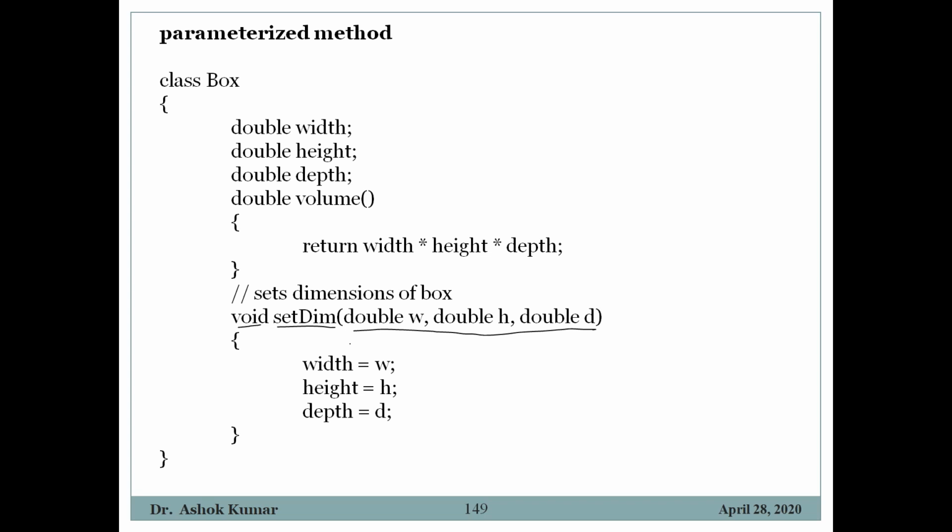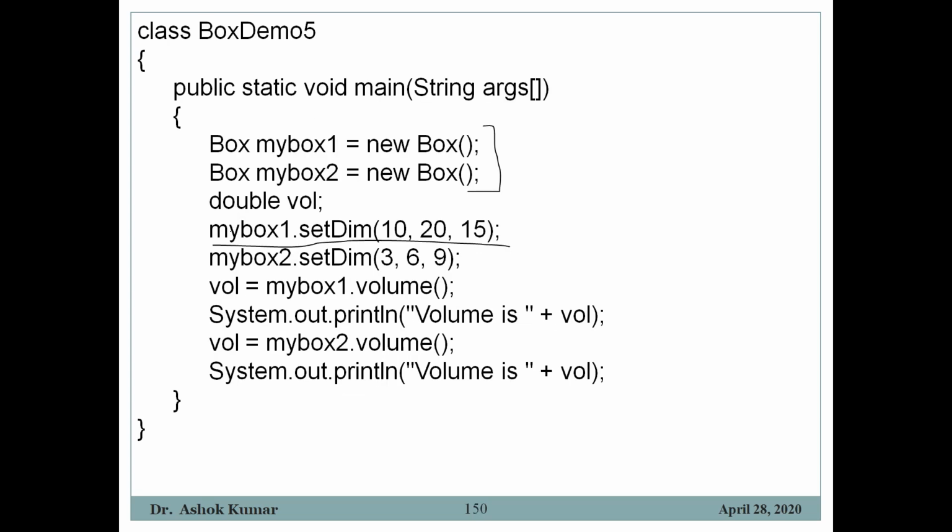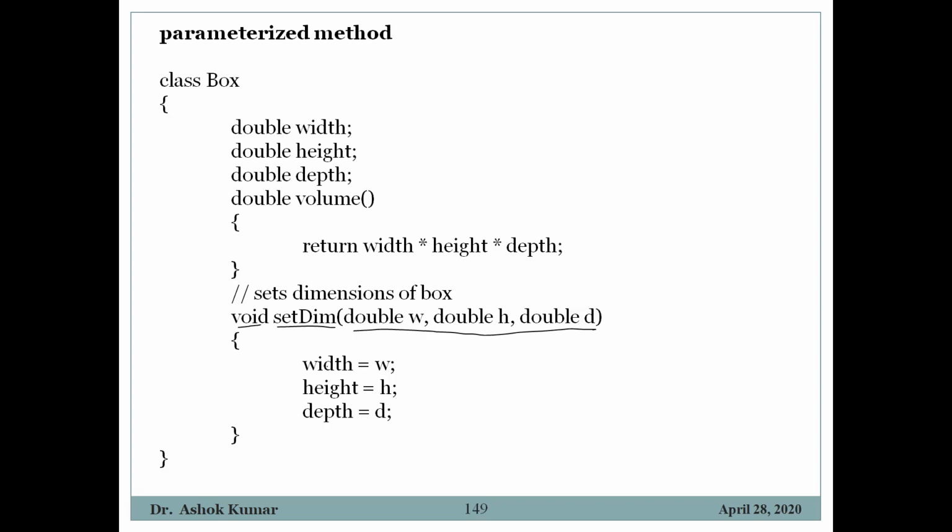As we discussed yesterday, within the class, if we are using the instance variables in a method, those instance variables basically refer to the instance variables of the calling object. So here the calling object is box1. That means width, height, and depth in this method represent the box1 object.